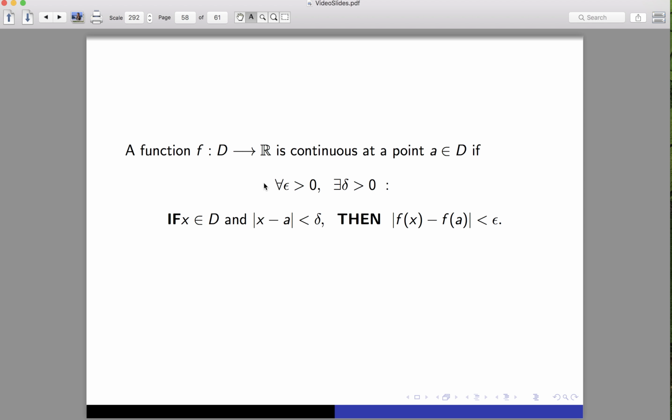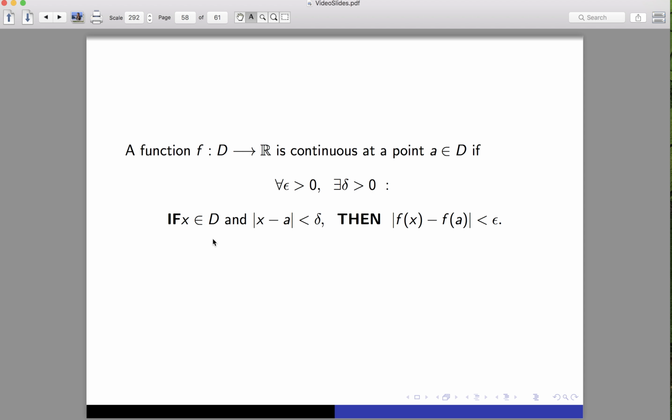So we'll parse this through examples. For every epsilon, there is some delta, such that if we take a point x in the domain and the distance between that point x and our point a that we care about is less than delta, then the distance between the two function values, f of a and f of x, is going to be smaller than epsilon.